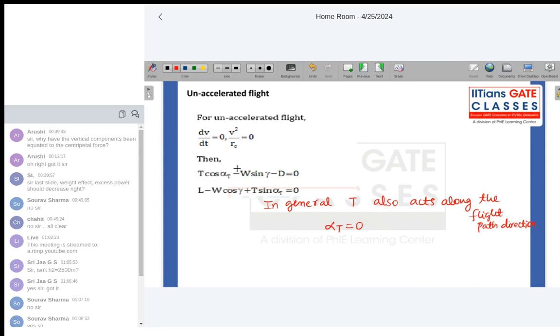When alpha t becomes 0, we substitute alpha t equal to 0 in these equations, so this becomes thrust minus W sin gamma minus drag equal to 0, and lift minus W cos gamma equal to 0, because sin 0 is 0 and cos 0 is 1. These are the two equations used for your climb performance.